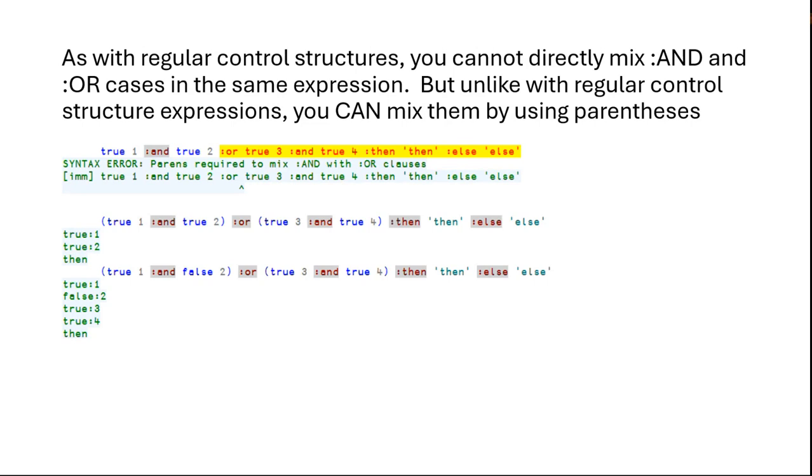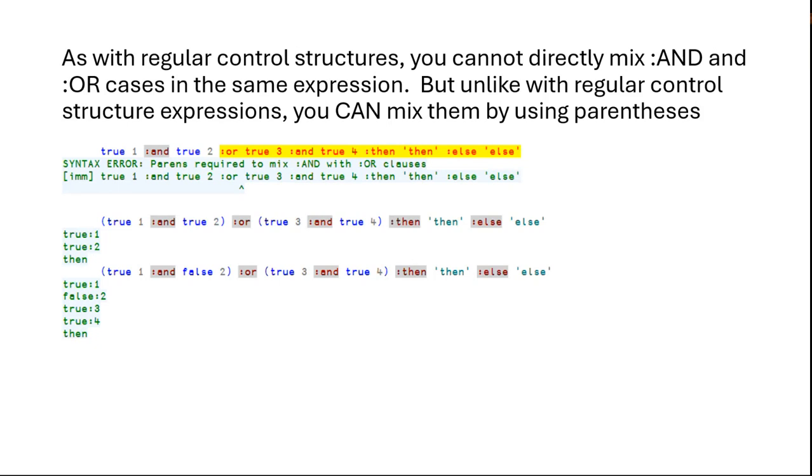With inline control structures, just like with regular control structures, you cannot mix a sequence of and or or statements in the same expression. But unlike regular control structures, you can use parens inside of those expressions to control the order of execution and achieve what you're after. So in this first expression, I can't say a true condition 1 and condition 2 or condition 3 and condition 4. That mixing of the sequence of ands and ors together in the same expression isn't allowed.